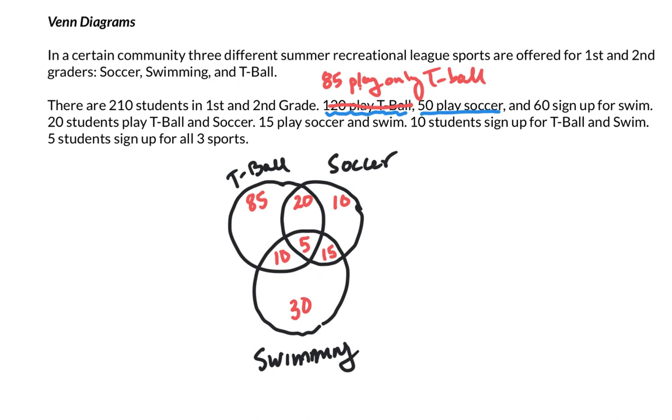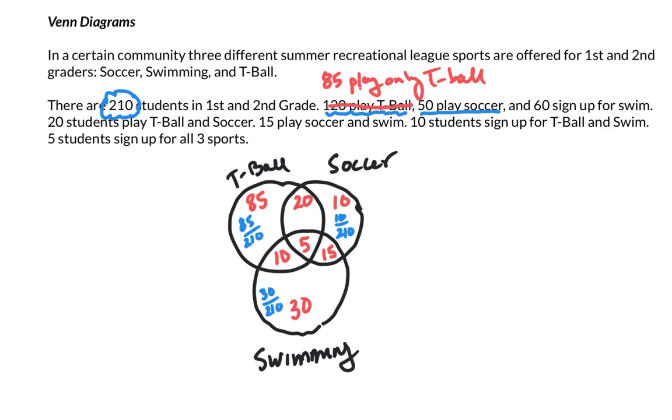Now, one thing you might be asked to do is convert these to probabilities, each of these things. And the thing to remember is we had 210 students. So if someone said to you, well, what's the probability you only play T-ball? You'd say, well, 85 out of 210 is only T-ball. What's the probability you only played soccer? Well, 10 out of 210. Only swimming would be 30 out of the 210.